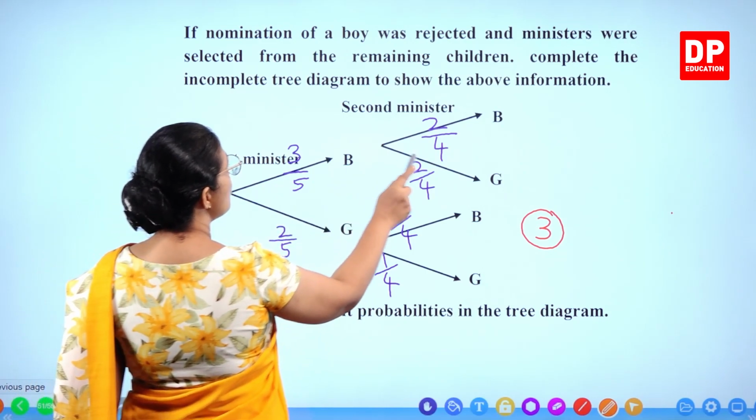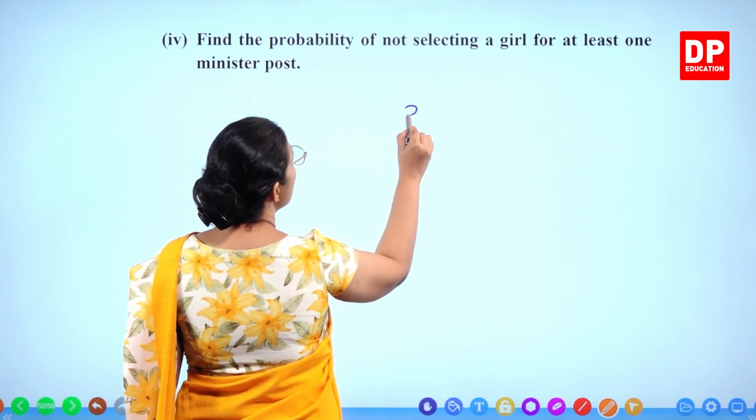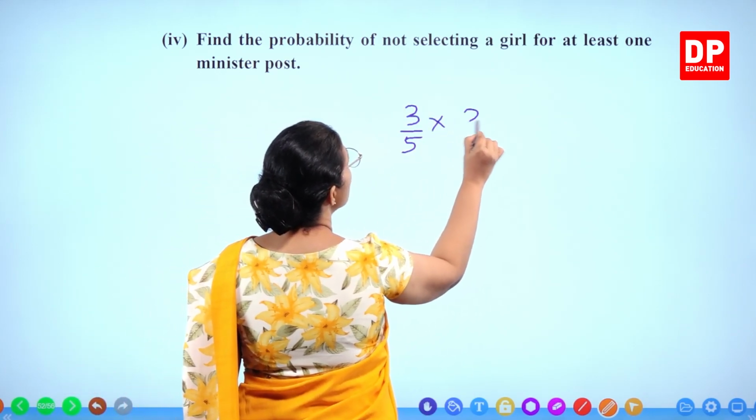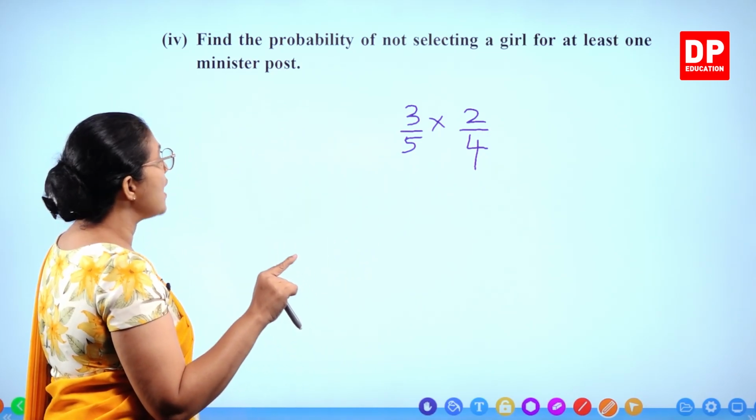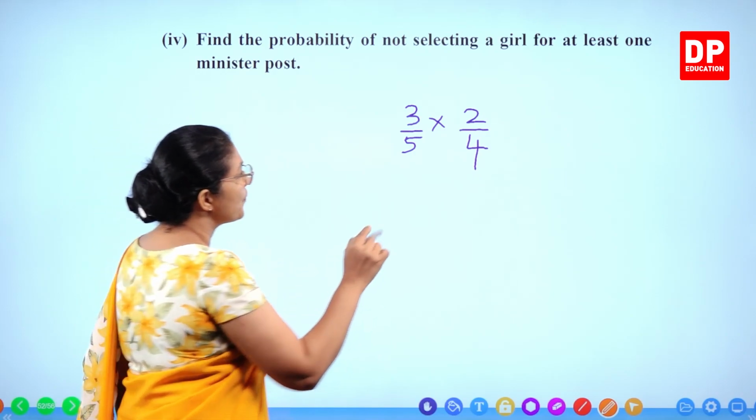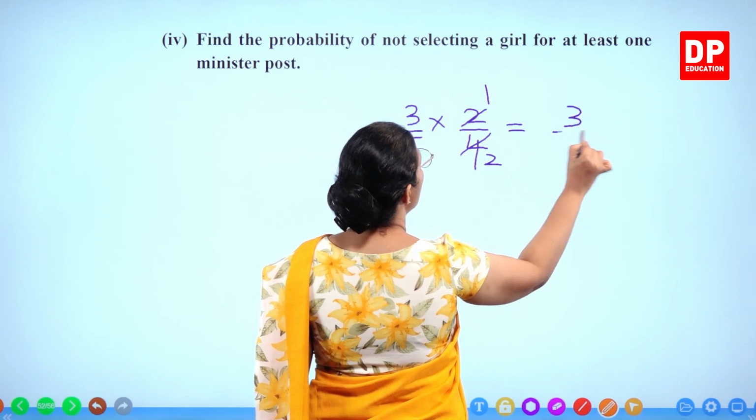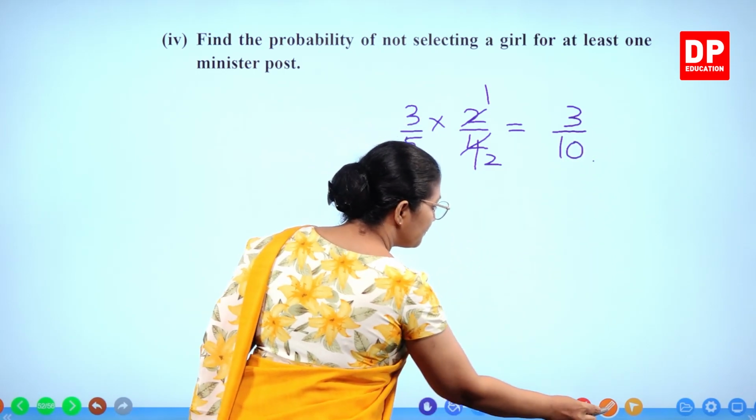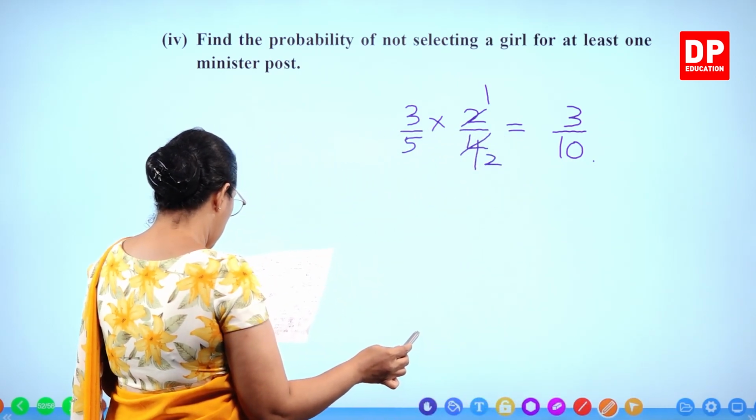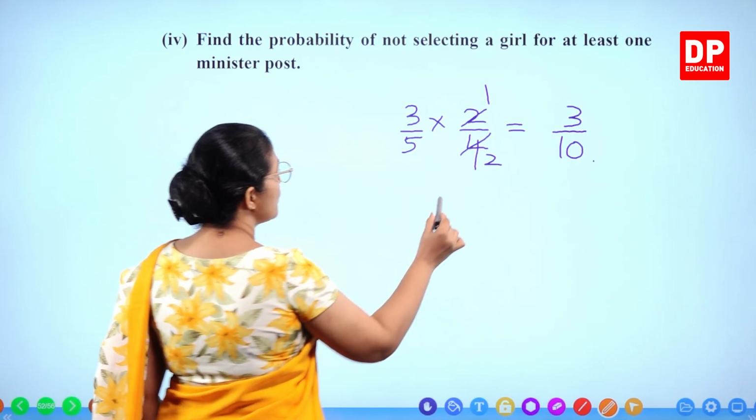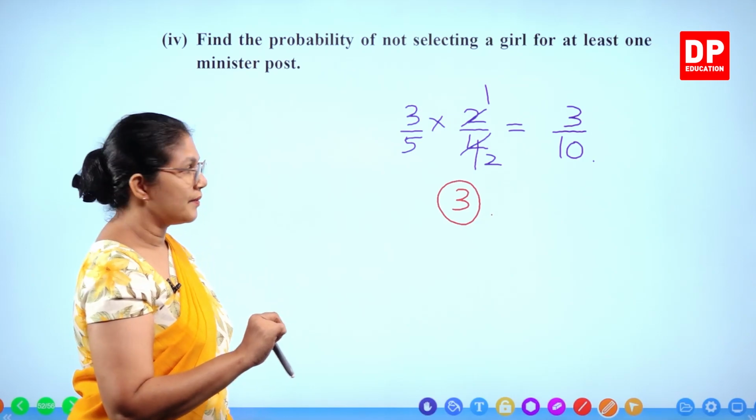So 3/5 into 2/4. 3/5 into 2/4 is the probability of not selecting a girl for at least one minister post. So you get 2 times 1, 2 times 2, 3 over 10. So how many marks? You are getting 3 marks for this part, for selecting the correct path.